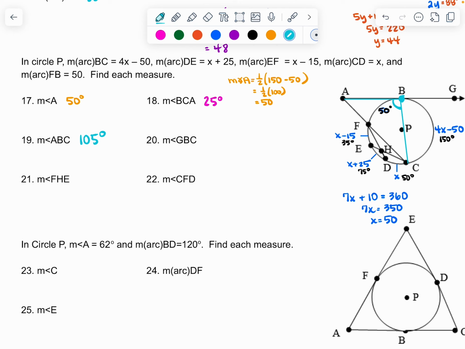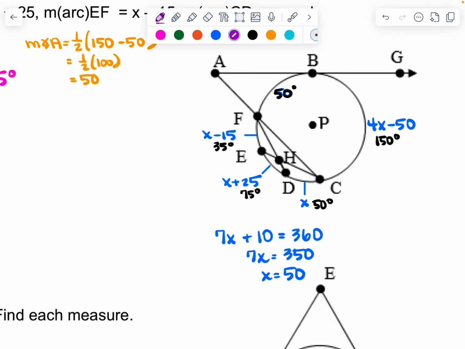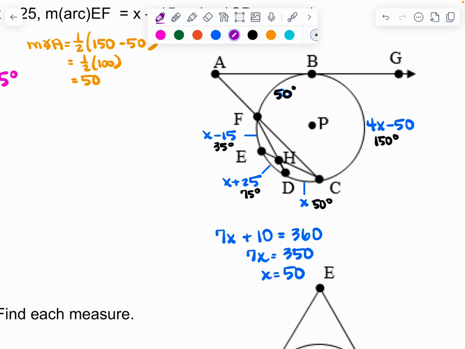Remember, any angle whose vertex is on the circle is half of its intercepted arc, because it only has one intercepted arc. It's not like the angles inside and outside that intercept two different arcs where we have to add or subtract. All right, next up, GBC. G to B to C.